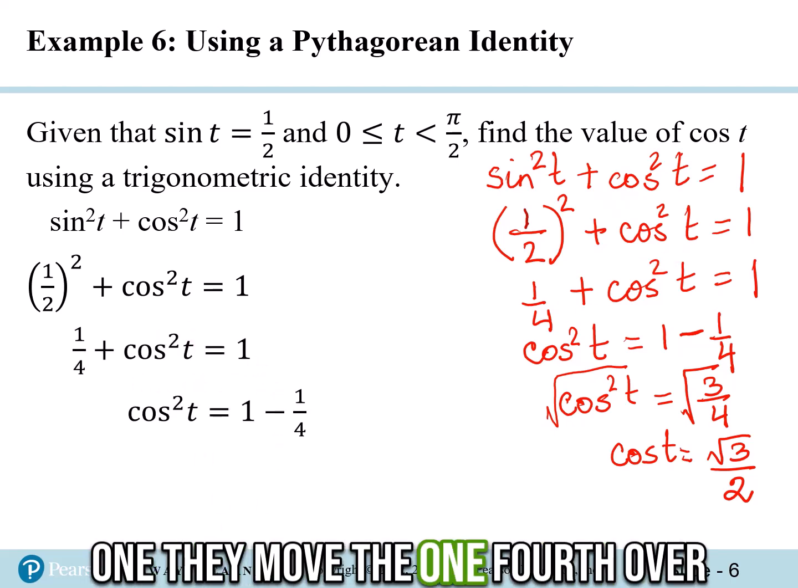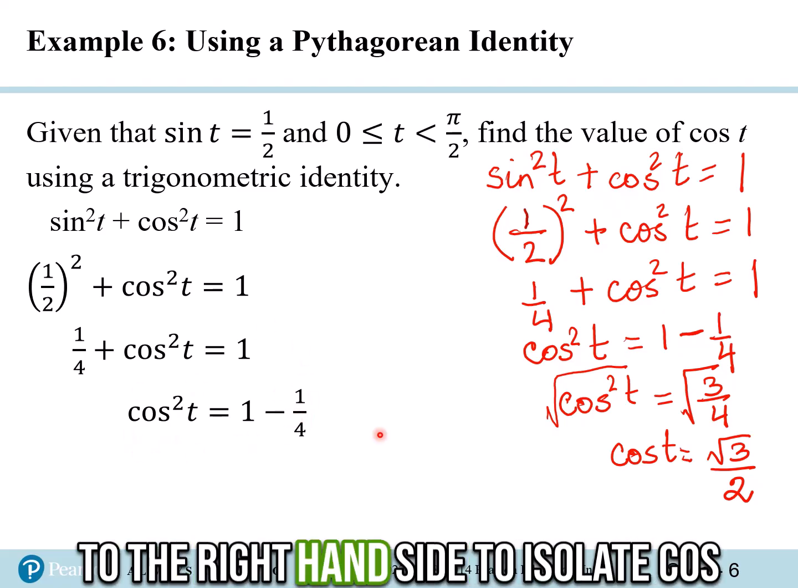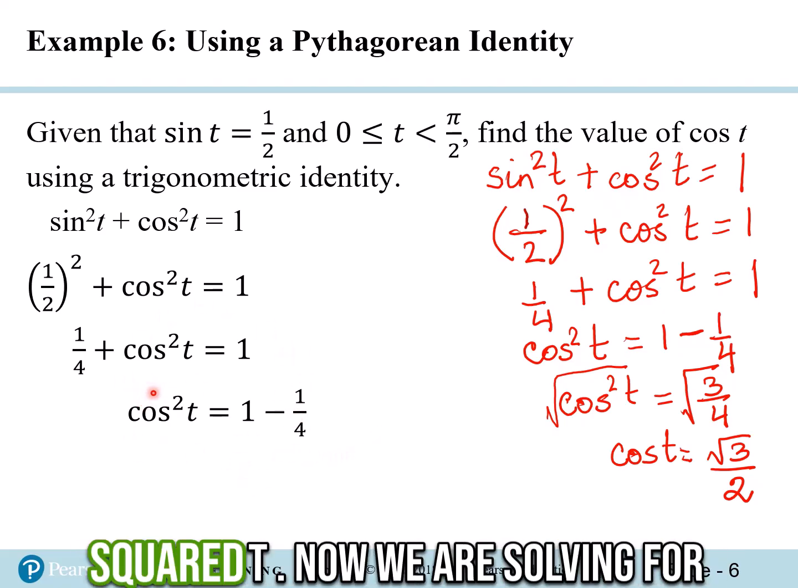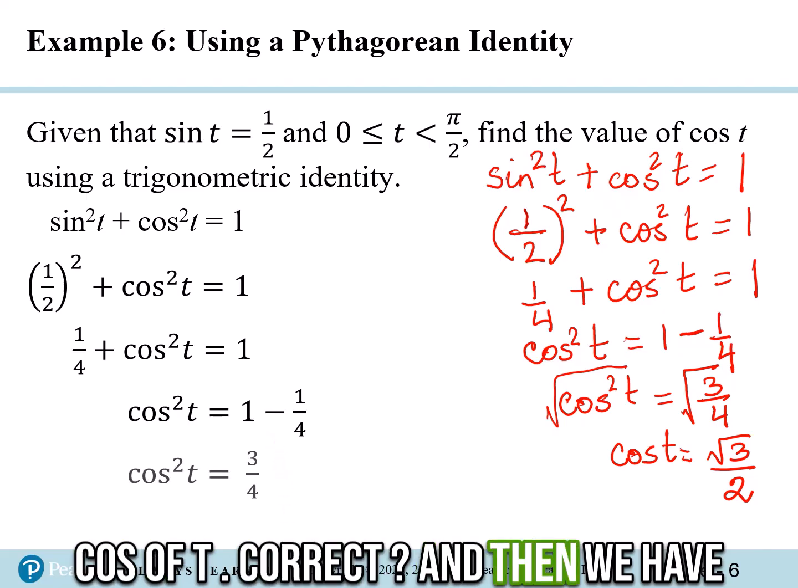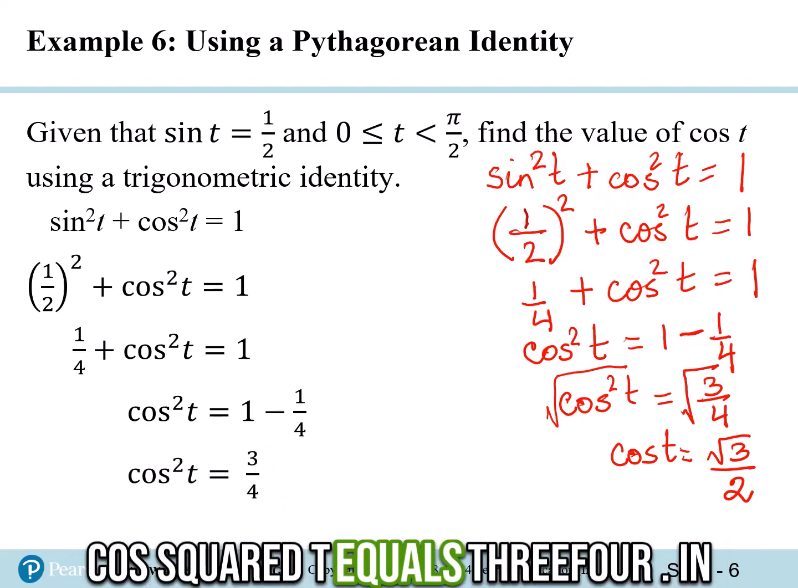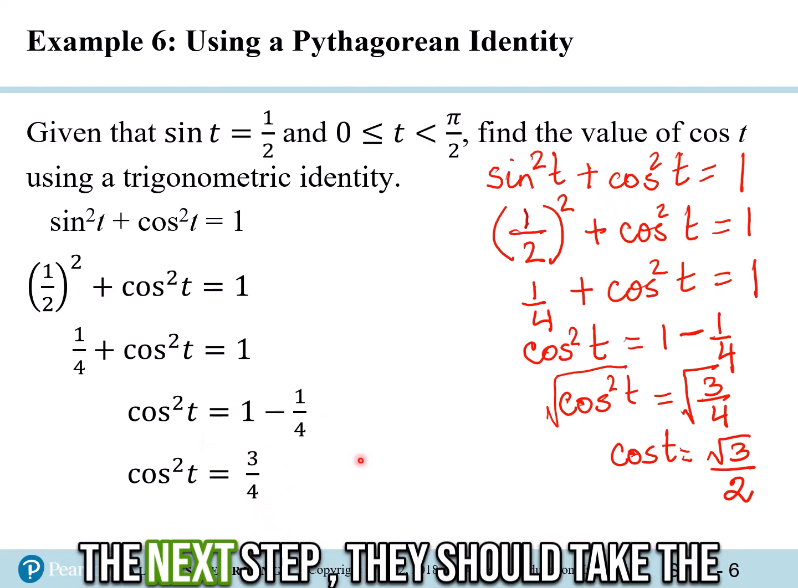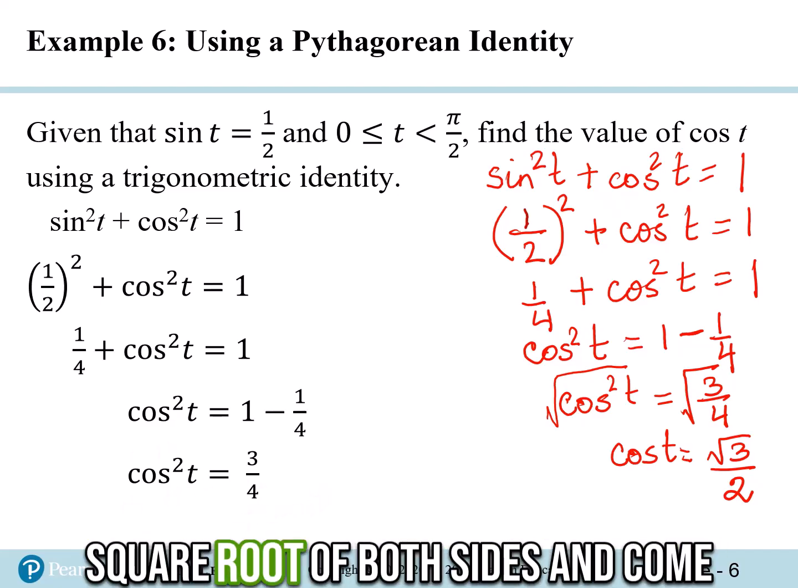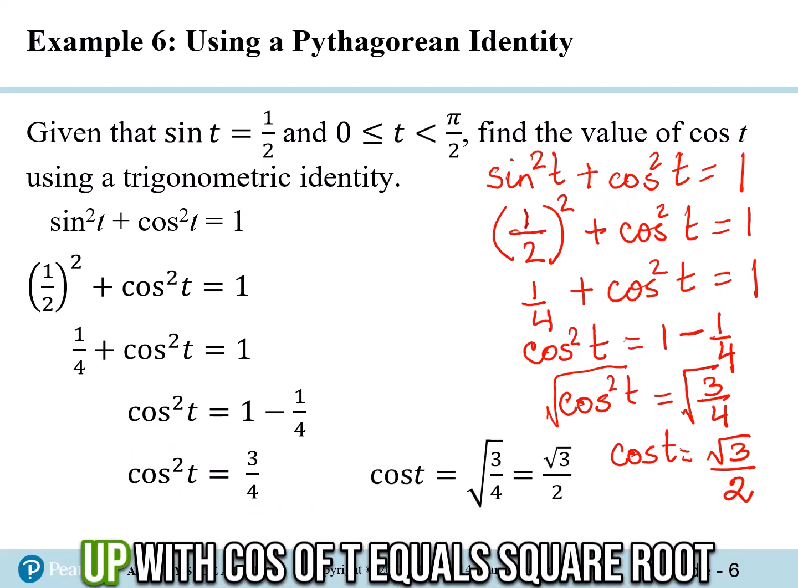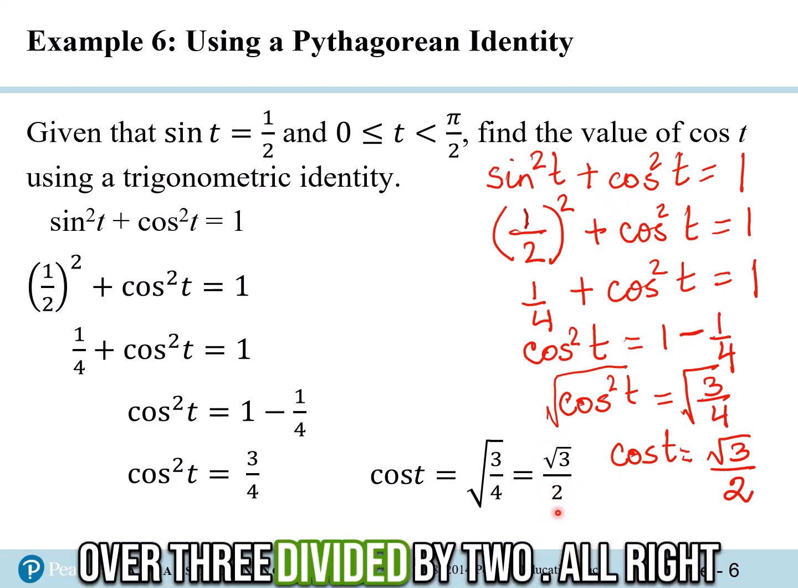They move the 1/4 over to the right hand side to isolate cos squared t. Now we are solving for cos of t, correct? And then we have cos squared t equals 3/4. In the next step, they take the square root of both sides and come up with cos of t equals square root of 3 divided by 2.